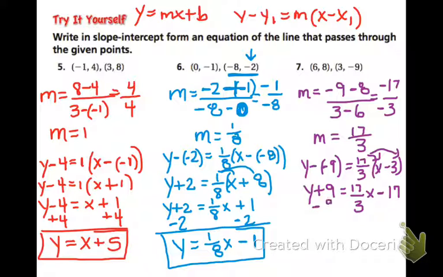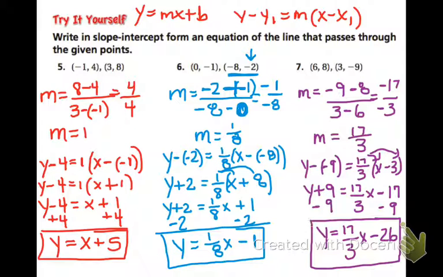So I'm going to subtract 9 from both sides. And then y would be equal to 17 over 3x minus 26. Okay, so go ahead and give that a try on your worksheet. There are 11 problems to do, and show all work.